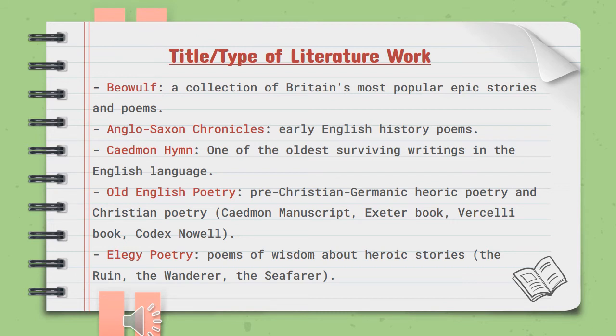The fourth is Old English poetry, which is pre-Christian Germanic heroic poetry and Christian poetry, Caedmon manuscript, Exeter Book, Vercelli Book, Codex Novel. And the last is elegy poetry, which is poems of wisdom about heroic stories: The Ruin, The Wanderer, and The Seafarer.